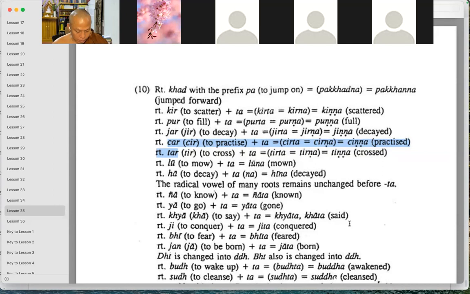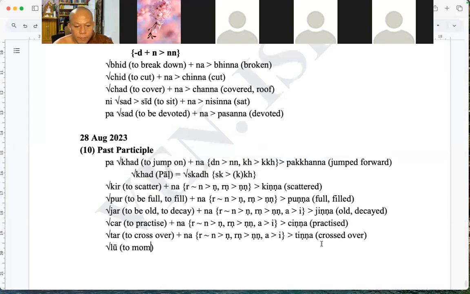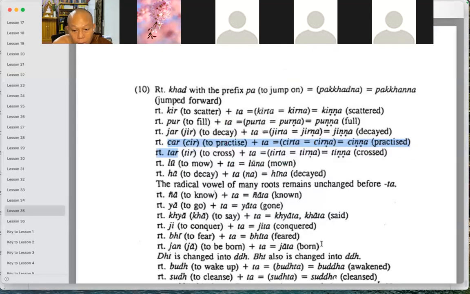Mow, to cut grass, to reap. Be reap. But here, for the past participle, nothing changes. So, luna. The meaning of luna is moon.